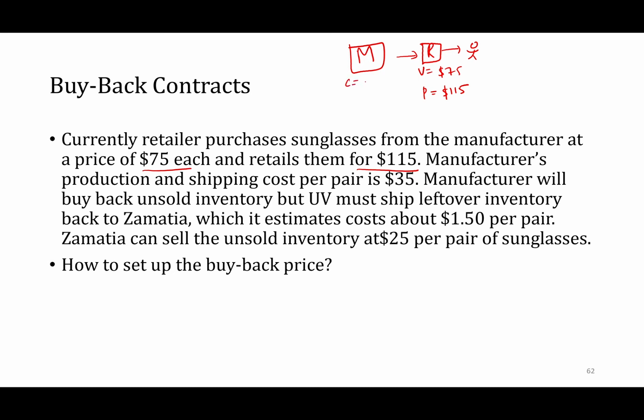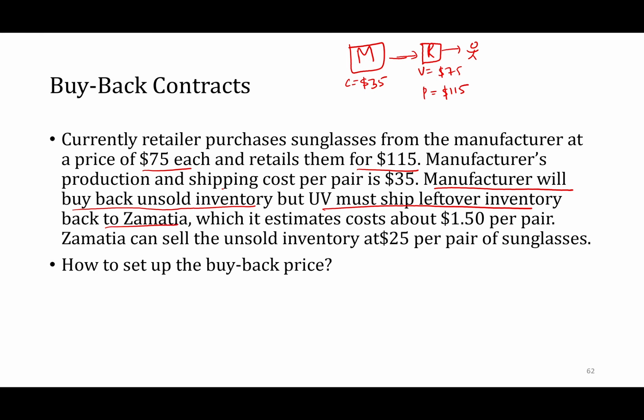Manufacturer's production and shipping cost is $35. This production and shipping cost includes producing the sunglasses and then shipping them to the retailer. Okay, the manufacturer is saying that it will buy back any unsold inventory, but UE must ship leftover inventory back to Zematia.